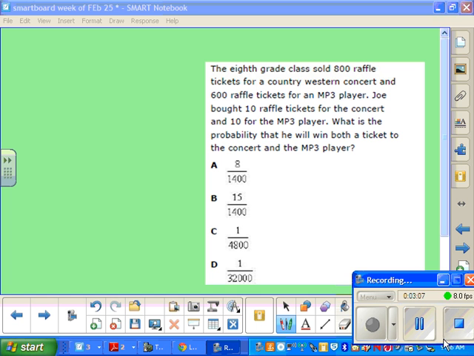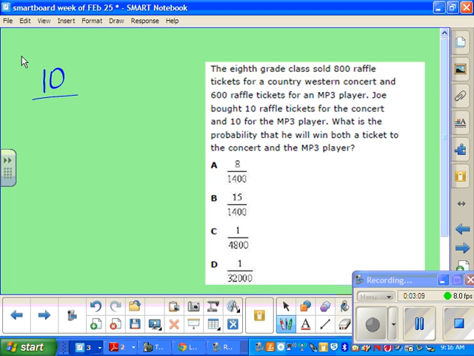Sorry guys, it's 10 out of 800 and I spoke wrong. It's not dependent, it's an independent event. So we do 10 out of 800 times 10 out of 600.